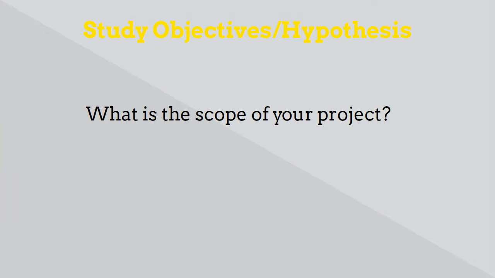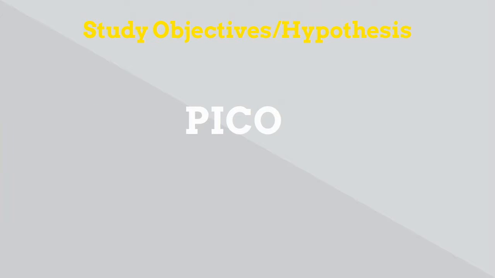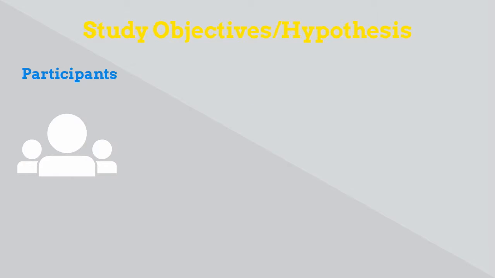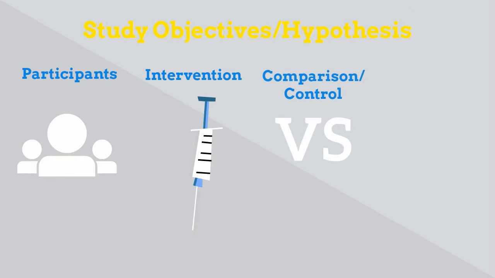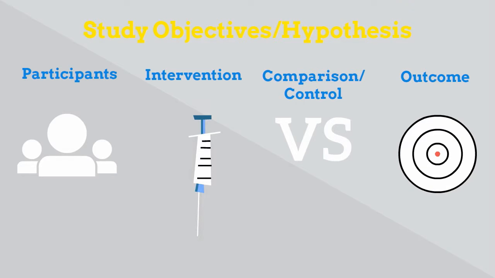What exactly is the scope of the project? Use the PICO framework to help formulate your question. The PICO framework consists of identifying the participants, the intervention, the comparison or control, if applicable, as not all work will have a comparative arm, and the outcome.